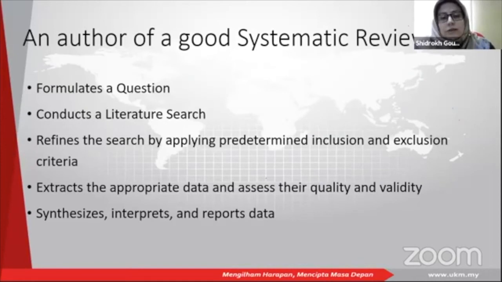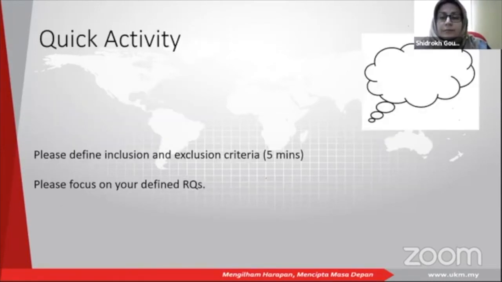It is a main question or summary. What is a good systematic review? A good systematic review has a good research review question, and the researcher should conduct a literature research and refine and apply the inclusion and exclusion criteria. Also, the researcher should extract appropriate data based on quality and validity of the paper, and in the end, should synthesize and report the data.